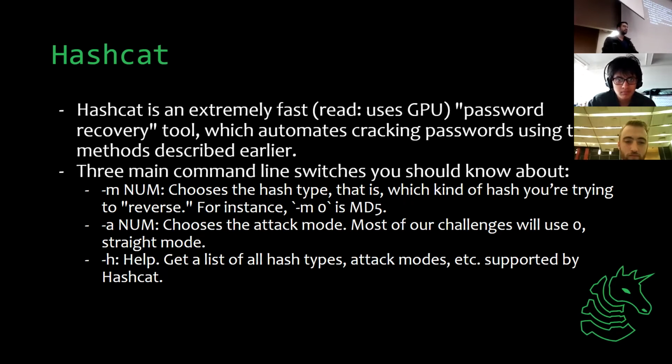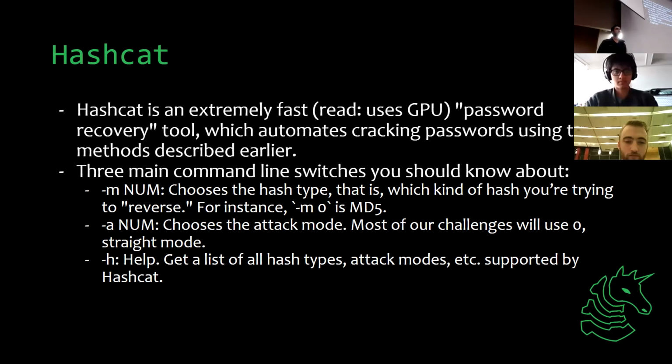It's extremely fast and uses the GPU like Minh talked about earlier. GPUs are great for hashing. Hashcat is mostly how you'll be solving today's challenges. So there are three main switches you should know, on this slide. Minus M says which hash function to try. So 0 is MD5, and the ones after that are SHA and so on. Minus A chooses the attack mode. In general, you'll just use 0, which is a plain brute force attack.